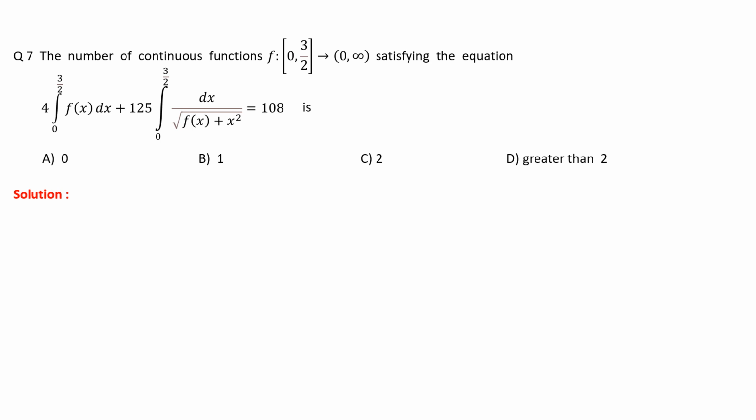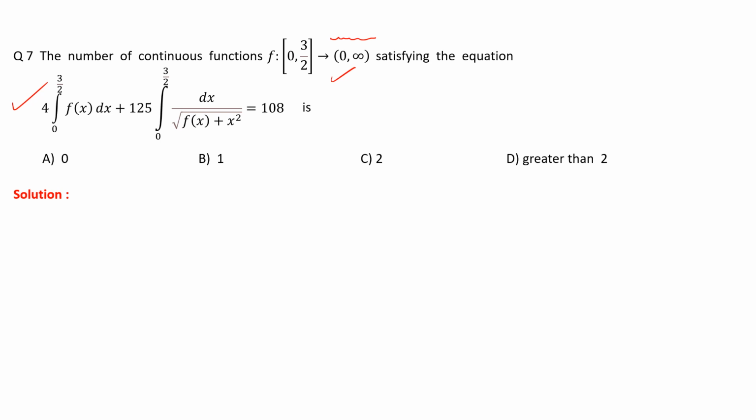The question is the number of continuous functions f from closed 0 to 3 by 2 to open 0 to infinity satisfying this equation. Now an equation in the form of integral is given to you, and the very important thing about this question is that f(x) is going to give us positive values. Why? Because the range of f(x) is open 0 to infinity. So please note this thing that f(x) is going to be positive in this interval 0 to 3 by 2.